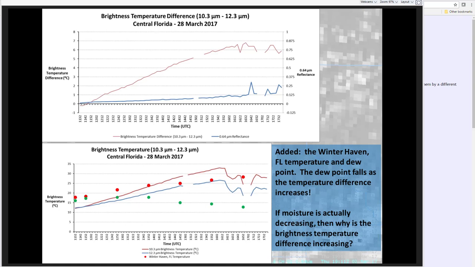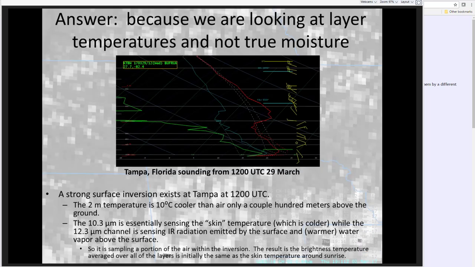So what's happening? Well, the answer comes when you look at the Tampa, Florida sounding. When you look at the sounding from that morning, at 12Z on the 29th, you can see that there's a very shallow nocturnal inversion that's set up over the Florida Peninsula. Over 100 or 200 meters, the temperature rises almost 10 degrees C.